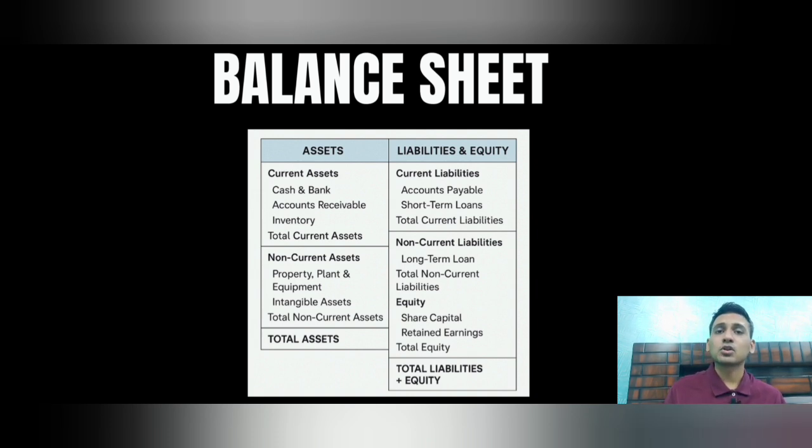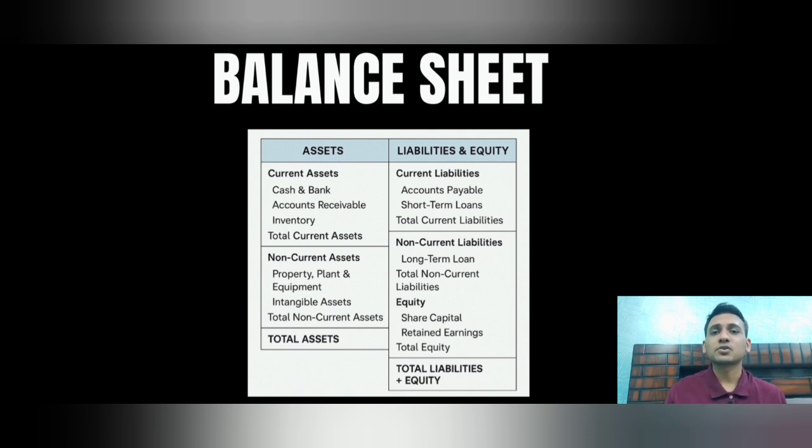And now moving on to the non-current liabilities. Now non-current liabilities refer to those financial obligations that extend beyond a period of a year. For example, a long-term loan that a business has taken. Now moving on to equity. So equity refers to the owner's share in the business. So equity comprises two components, which is share capital and retained earnings.